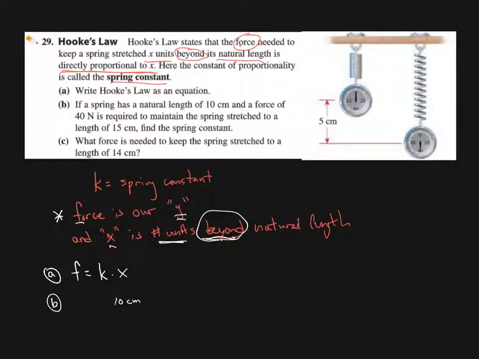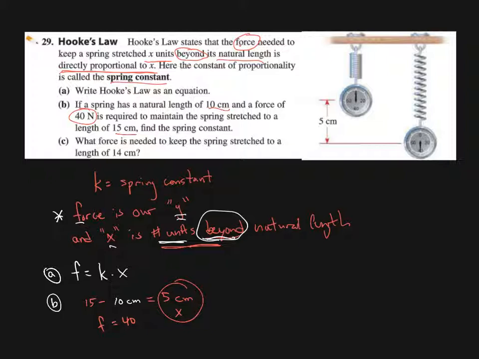And it also mentions that it's going to go from 10 centimeters and stretch to 15 centimeters. So 15 minus 10 is going to equal 5 centimeters. This is our value for x. That's the number of units beyond the natural length. And it also said that it needed 40 newtons of force to get there. So our F is equal to 40.